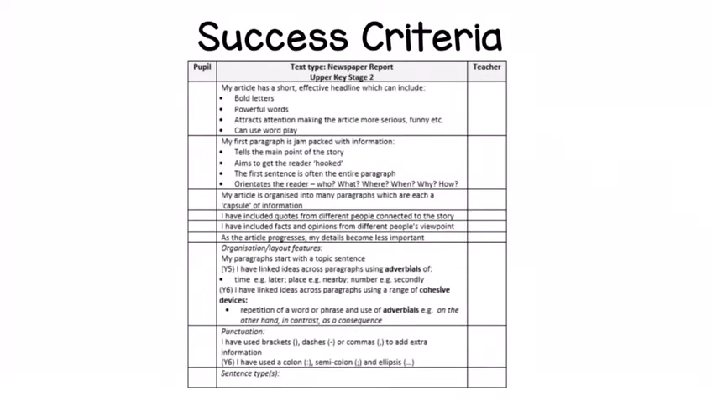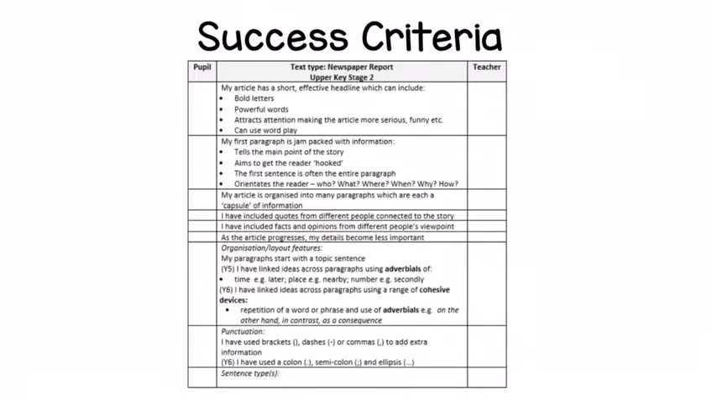Okay, so there's quite a few things that we'd like you to include in your success criteria. So just to do with the headline alone, you need to make sure you're using bold letters, so you can use bubble writing, powerful words, often that are really emotive. You need to attract attention by making it either very serious and overdramatic or very funny, and you can use wordplay, things like alliteration.